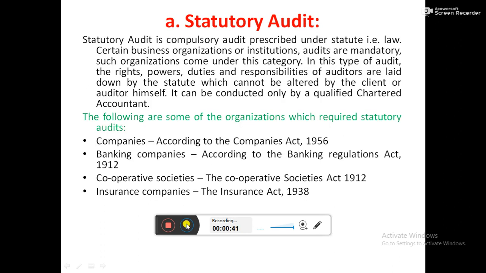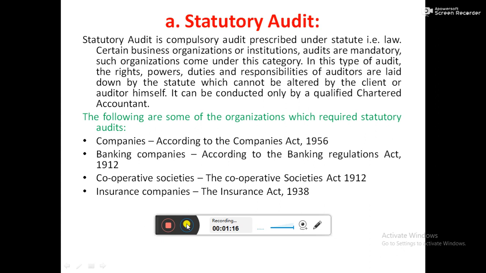Now let me explain in detail the first type, that is classification on the basis of organization. So the classification on the basis of organization is further classified into four types. The first one is statutory audit, second one is government audit, third one is non-statutory audit, and the fourth one is private audit. So now we will take up the meaning of statutory audit.